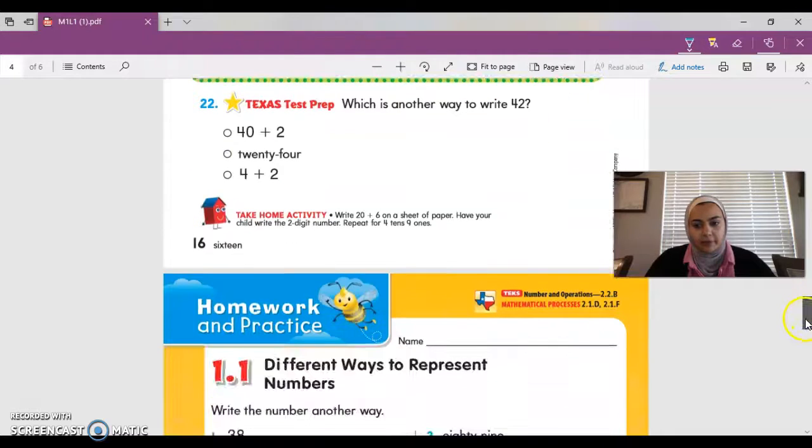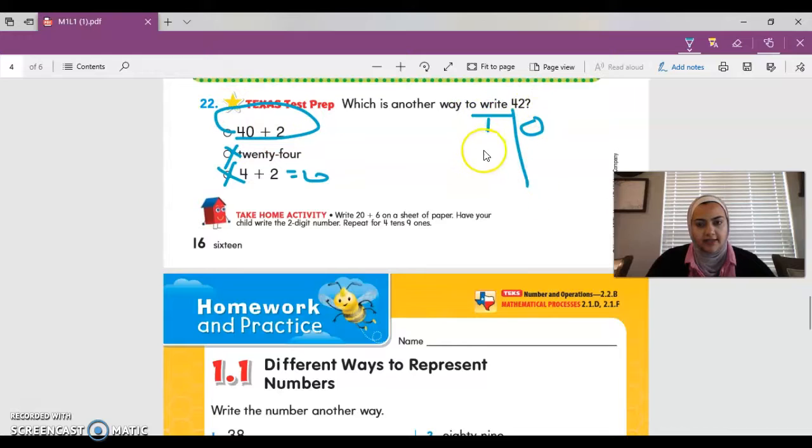All right. Which is another way to write the number 42? Is it 24? No. Is it 4 plus 2? 4 plus 2 is 6. No. Is it 40 plus 2? Yeah, because if I have my 1s and 10s chart, and I put the 2 in the 1s place where it belongs, and the 4 in the 10s place where it belongs, that's 42. And that's the same as 40 plus 2.